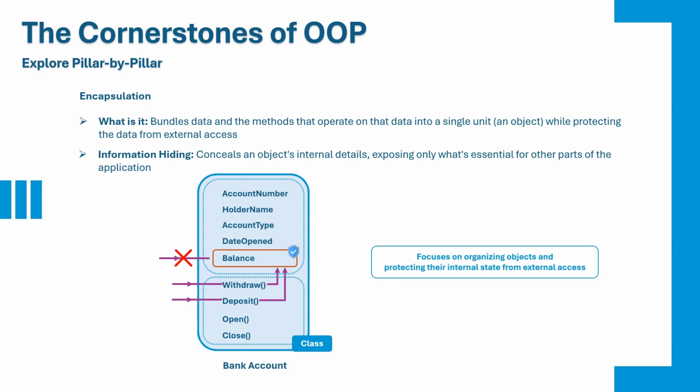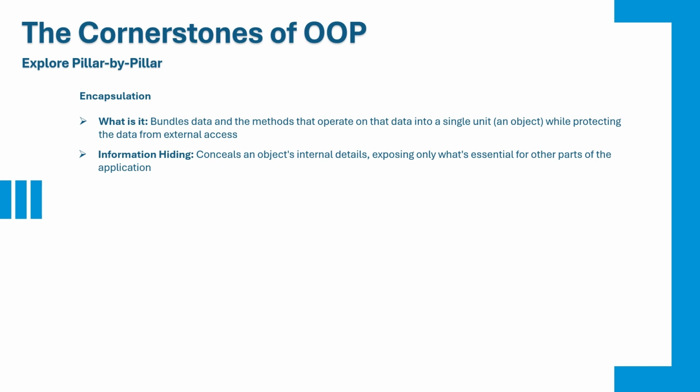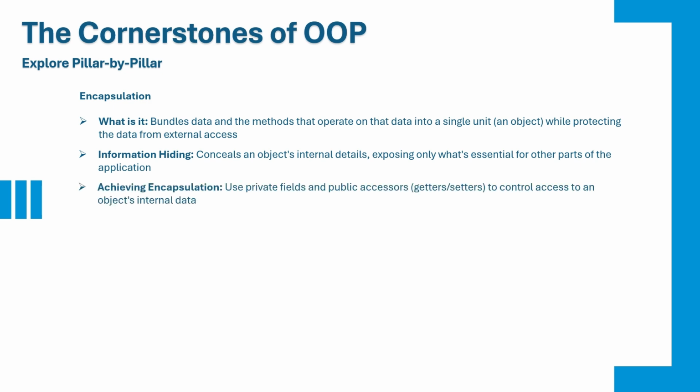In programming, encapsulation is typically achieved by declaring variables as private so they can't be accessed directly from outside the class. To give controlled access to these variables, we create public methods, usually getters and setters, that allow reading or modifying the data in a safe manner.